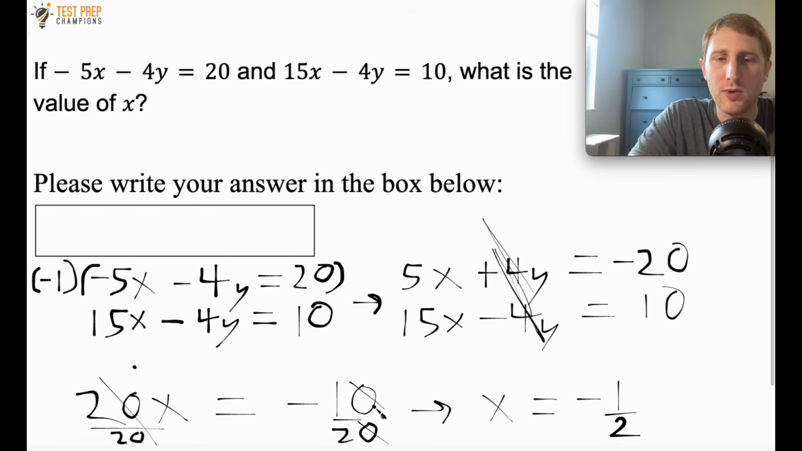But of course, there's other ways to think about it. You can also just look at it and say, well, 10 is half of 20, so this reduces down to half. And of course, we have to keep the negative in front of it, so it's negative half. But anyway, the answer here is x equals negative half.